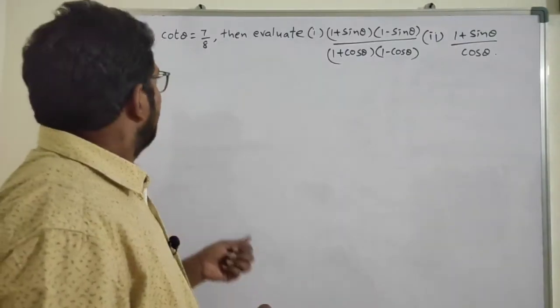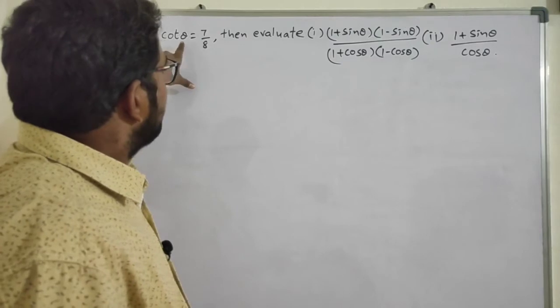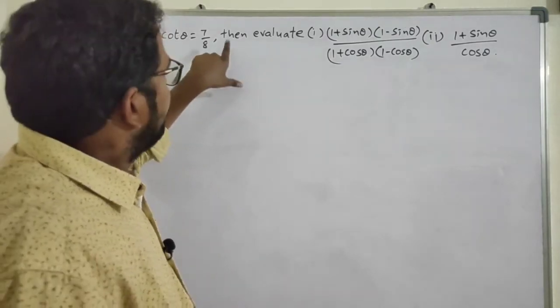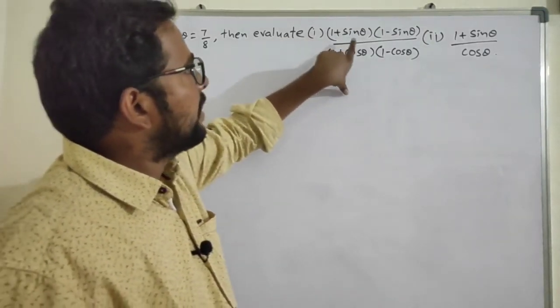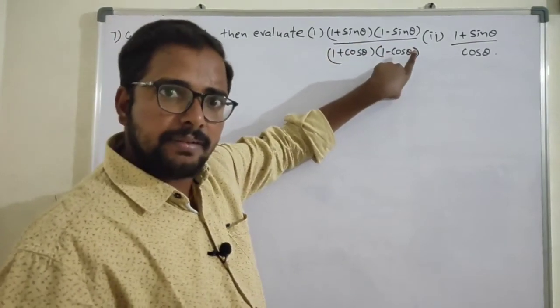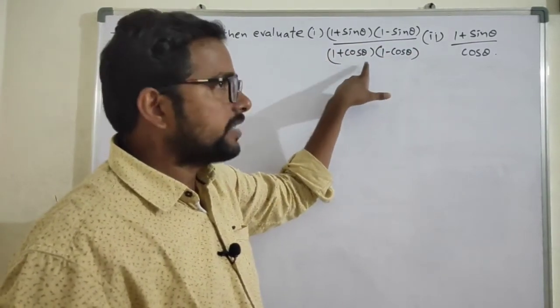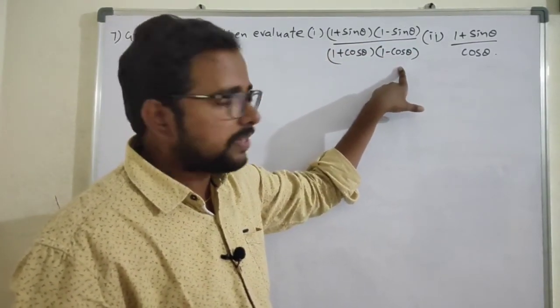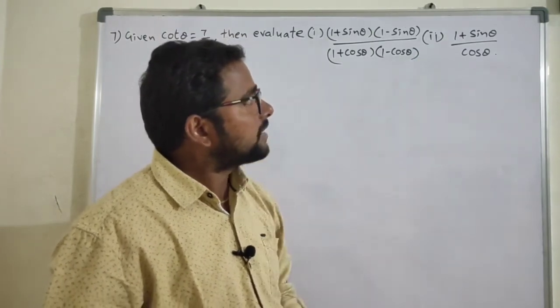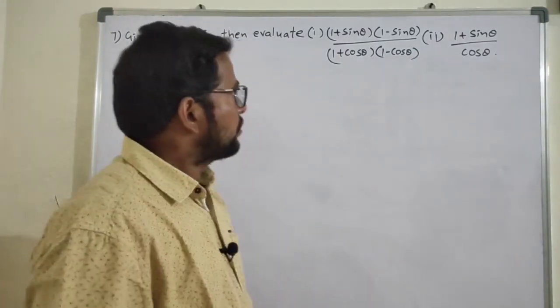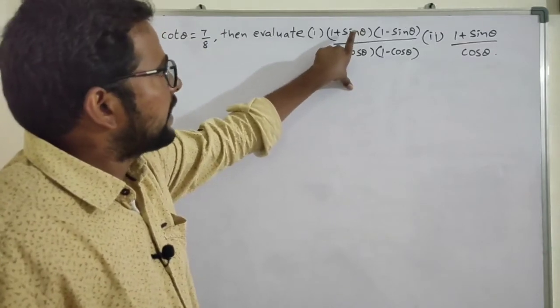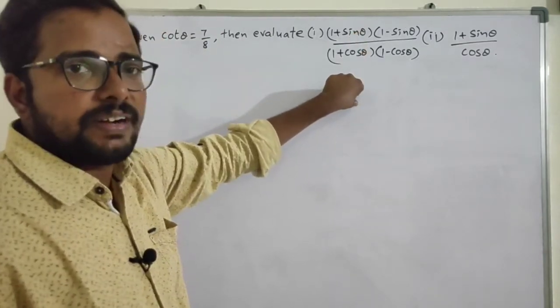Now 7th question. Given cot theta is equal to 7/8, then evaluate (1 plus sin theta)(1 minus sin theta) divided by (1 plus cos theta)(1 minus cos theta). First one. Second one, 1 plus sin theta by cos theta. So to find these values, we first need to find the sin theta and cos theta values.